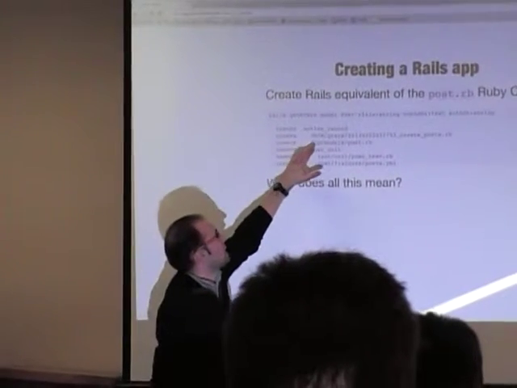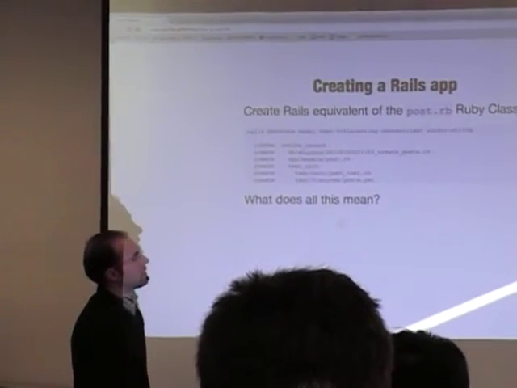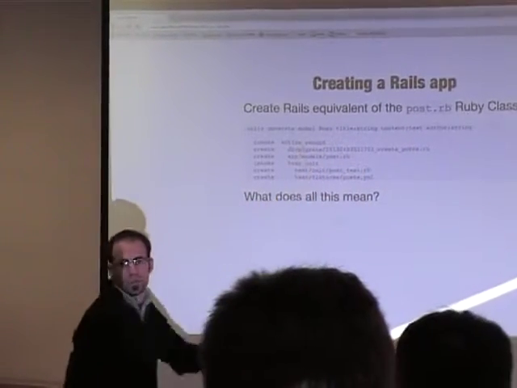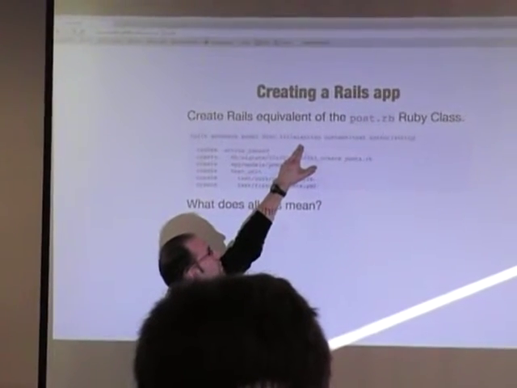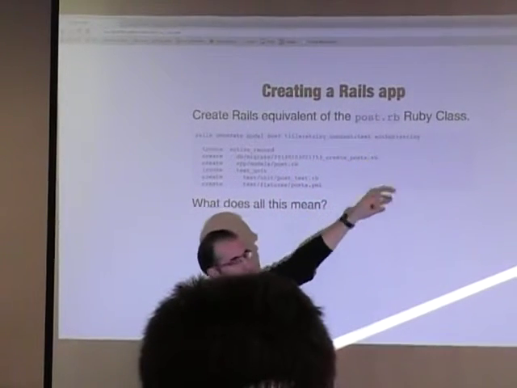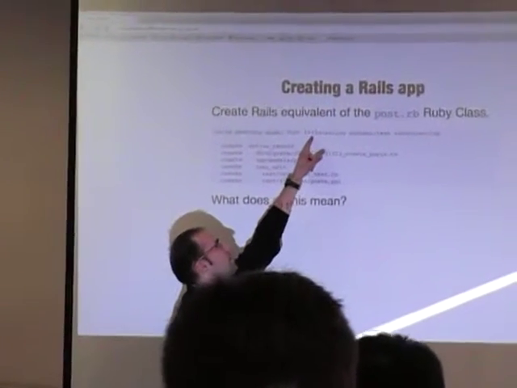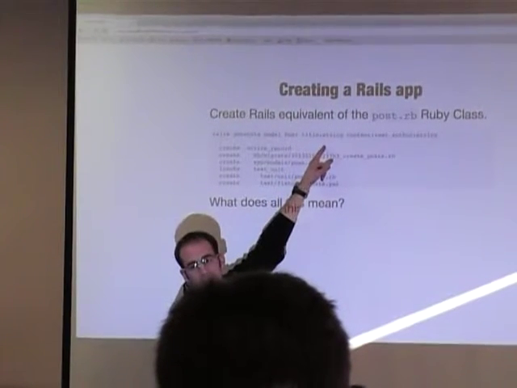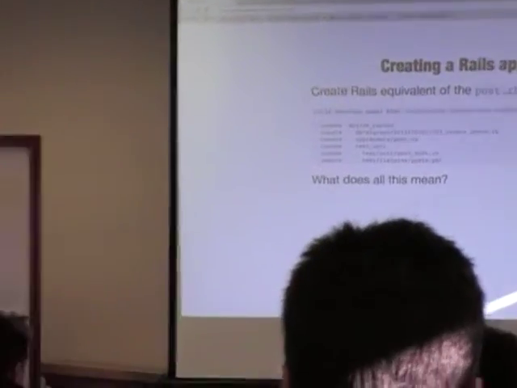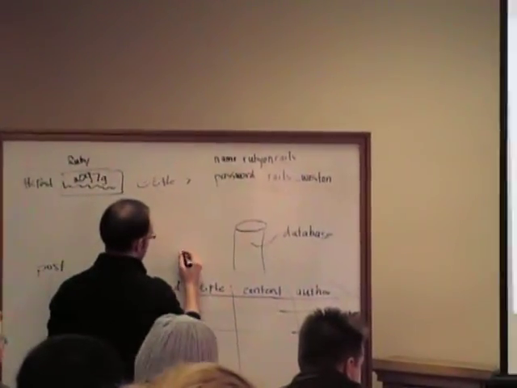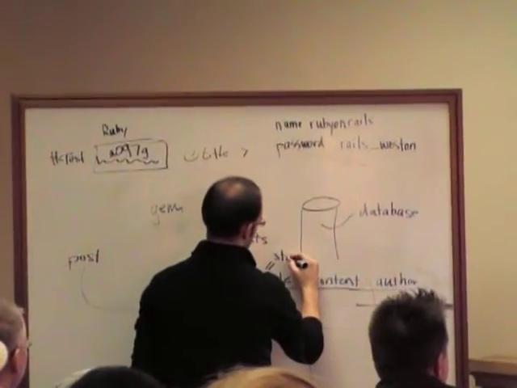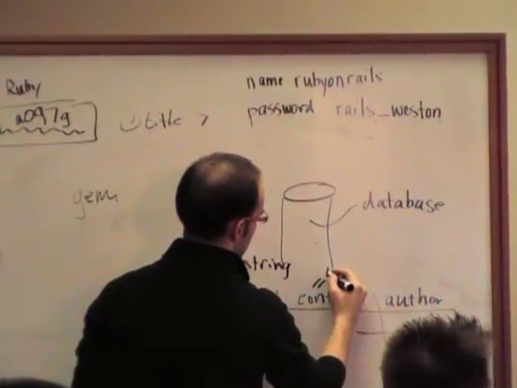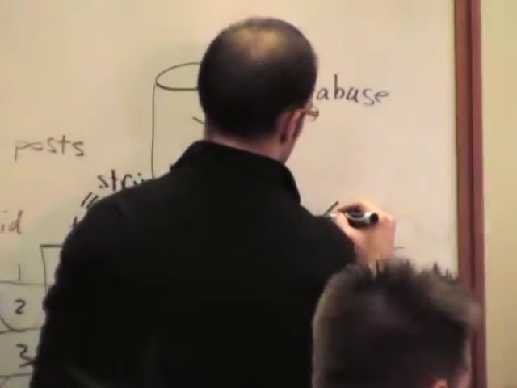If you do rails generate model, that's the way you create the equivalent of a post.rb. Then you specify the class you want to create, and then the attributes: title string, content text, author string. You're actually defining the MySQL column and the MySQL data type. If we go over to our database, when we declare that, we're saying: create the post table, and I want the title to be a string, the content to be text, and the author to be a string.